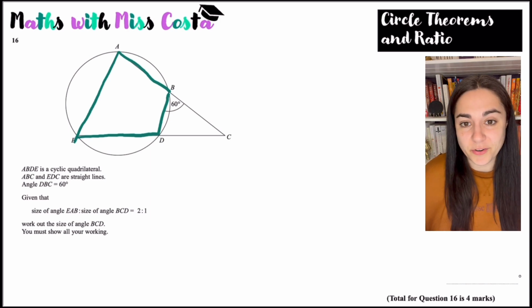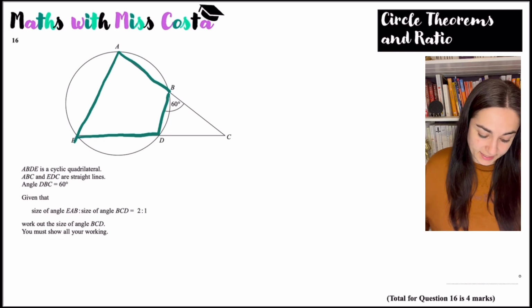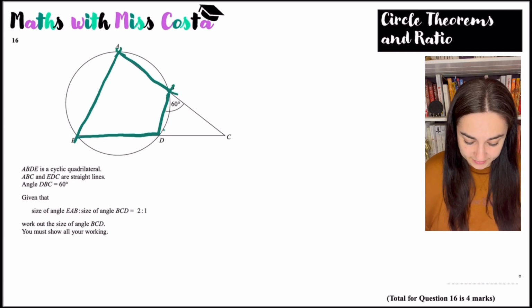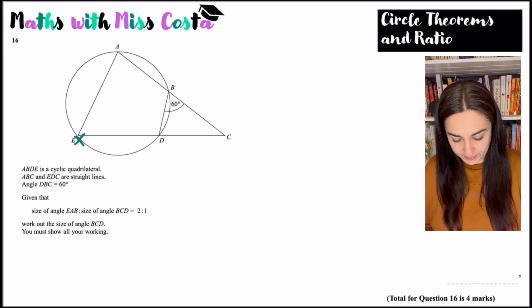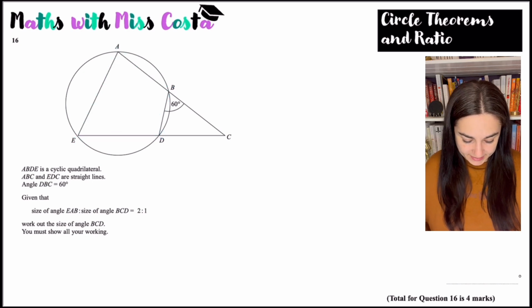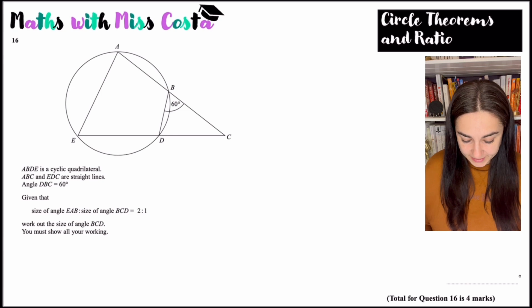So if they hadn't told you that, you could have figured it out yourself by thinking, okay, each of the vertices touches the circumference of the circle. So that's an important thing that we can use later. I know that ABC and EDC are straight lines, and I'm told that angle DBC is 60 degrees.